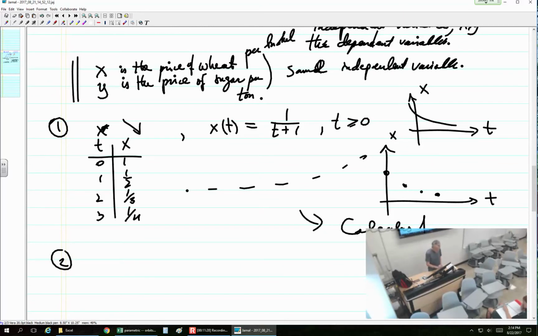So let's take the second one, and y is the price of sugar. Let's suppose it goes up and then down. Up and down, doesn't matter. So can you give me such a function? I asked for a function that is never negative, but let's suppose it's some. So we could take like an upside down parabola, looking like this, something like this.